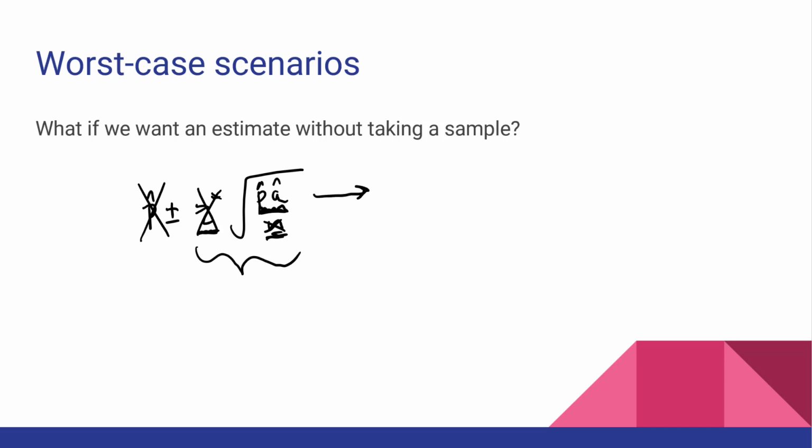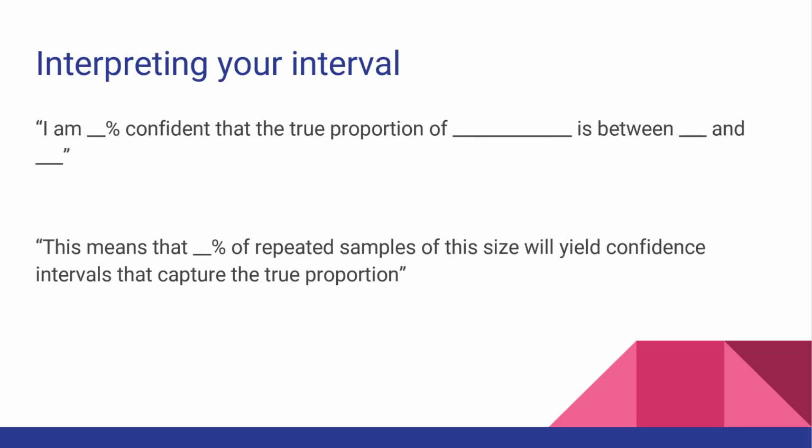The answer to that is 0.5 and 0.5. A p-hat of 0.5 and a q-hat of 0.5. That multiplied together will get you 0.25, and that is the largest thing that you can get when keeping p-hat and q-hat both under 1. So if questions will ever ask you for a worst case scenario, or they ask you for a confidence interval without actually taking a sample or giving you a p-hat, just do 0.5 and 0.5 as a worst case scenario.